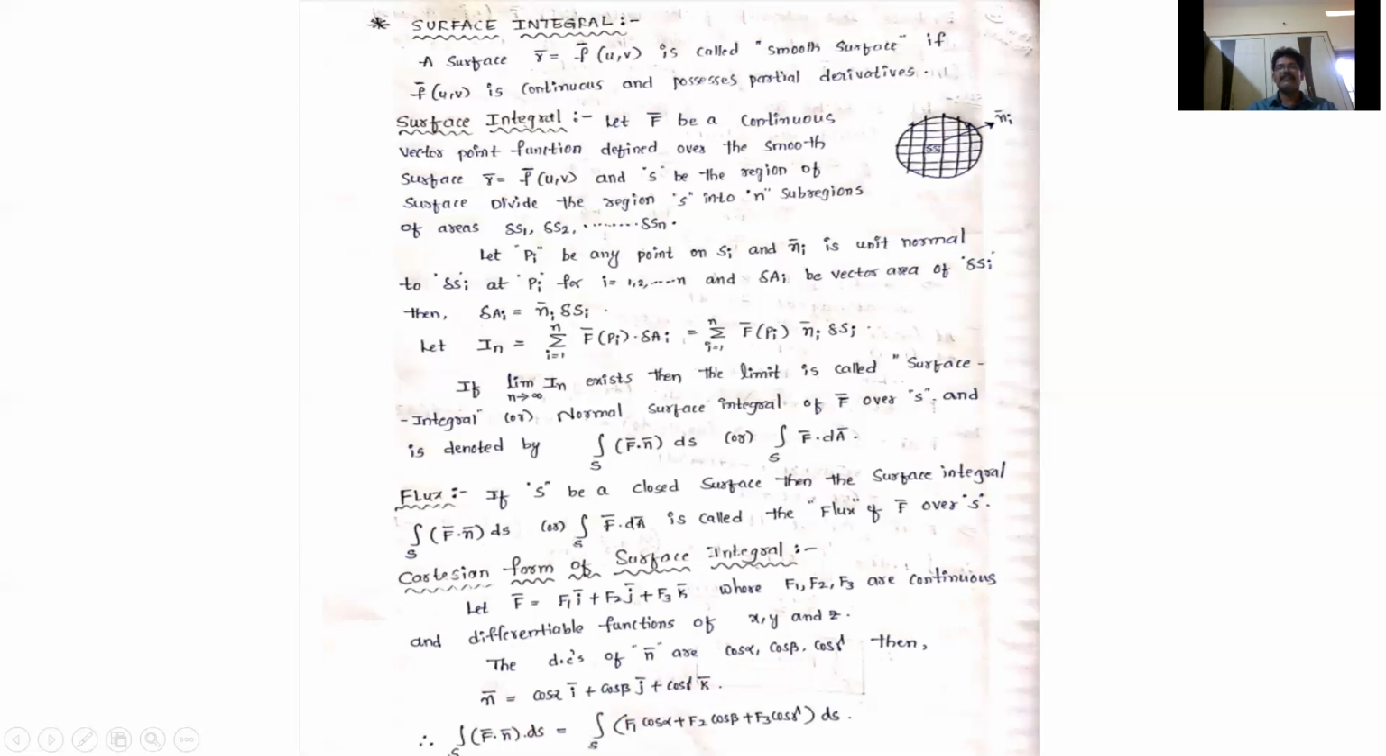So n bar equal to cos alpha i plus cos beta j plus cos gamma k. So this is the integral over S of f dot n ds, which is equal to f1 cos alpha plus f2 cos beta plus f3 cos gamma, because f bar is f1 i plus f2 j plus f3 k, and this is cos alpha i, cos beta j, cos gamma k. So f1 cos alpha plus f2 cos beta plus f3 cos gamma.